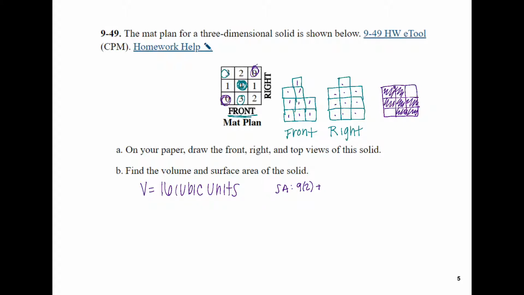Our right shape would be 10 times 2, which is the same as our left side, and then our top and our bottom would be 7 times 2, which would give us a surface area of 52 square units.